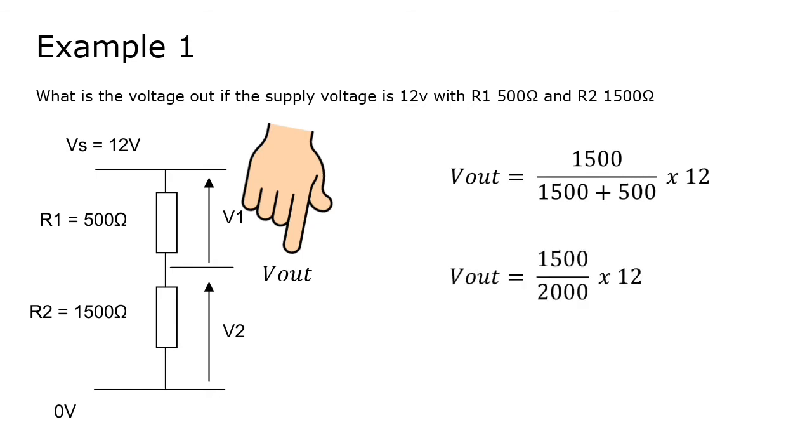And obviously the 1500 divided by 2000 times your voltage supply, and you can work out that the 1500 divided by 2000 will be 0.75 times your 12, and your output voltage is 9 volts. Okay, so you've reduced the voltage from the 12 volts going in to the 9 volts coming out.